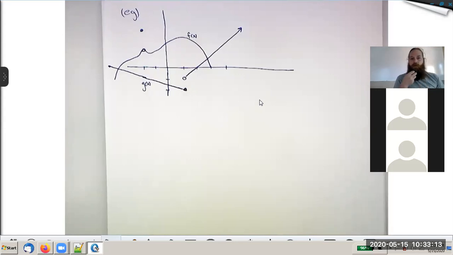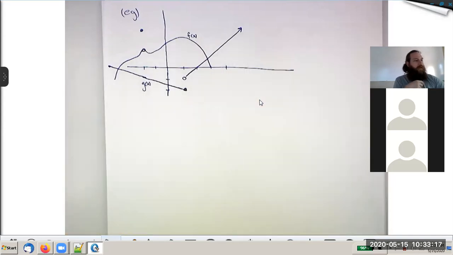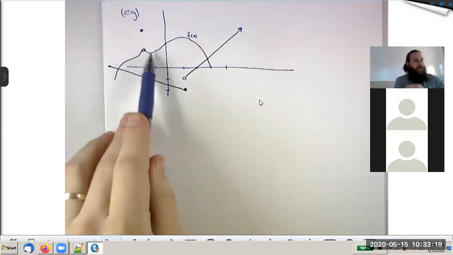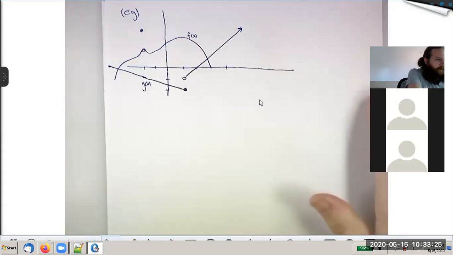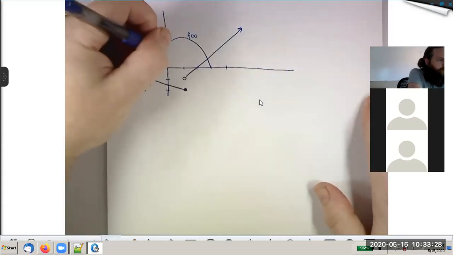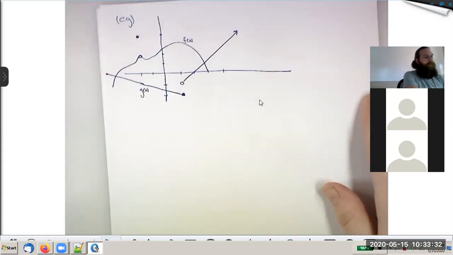Neither one is continuous everywhere. G of x has this jump discontinuity. F of x has this hole that's been moved up here somehow. The y value at that filled in point up here, 2, 3. Okay.